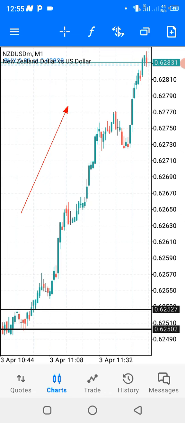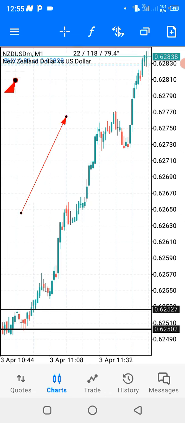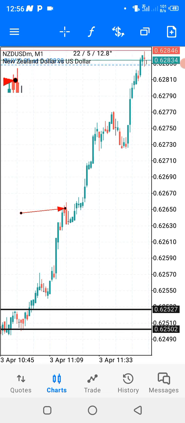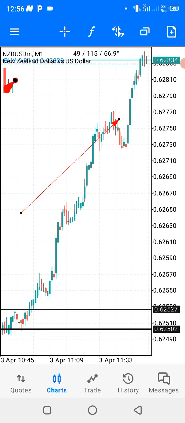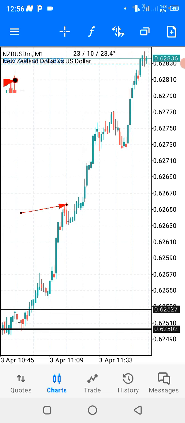And if you guys want to use analysis, you will see that the market broke its structure from here, and the market also broke structure from here. So once the market broke the previous level of resistance, and the market also broke the previous level of resistance.